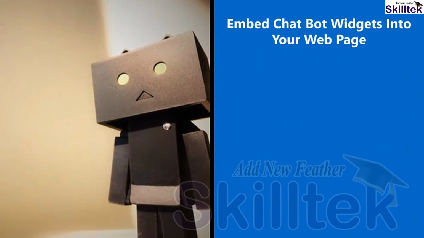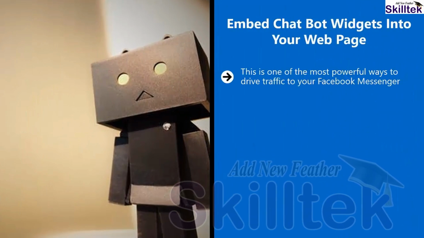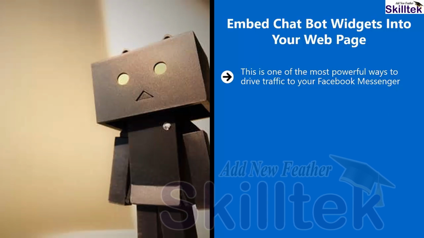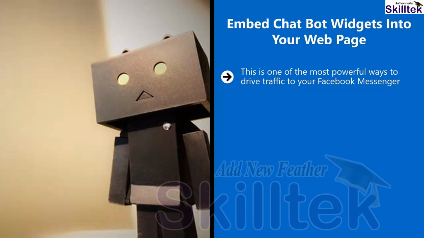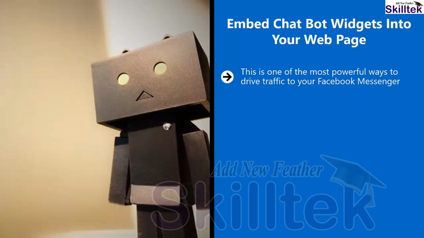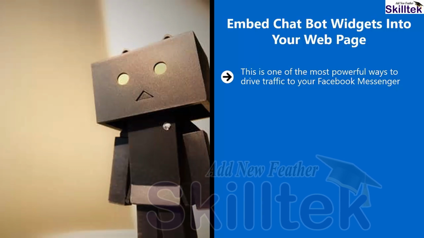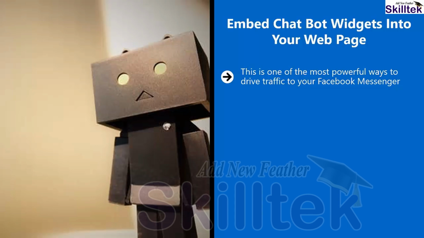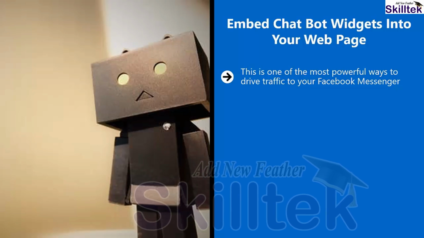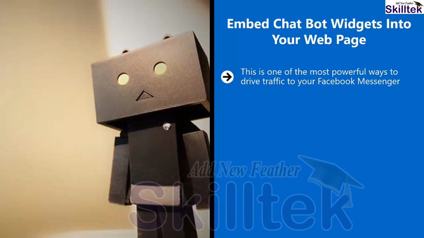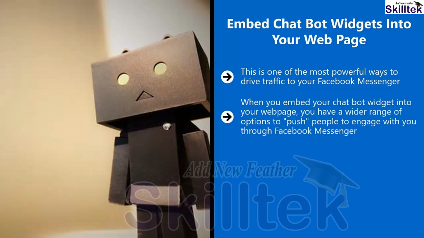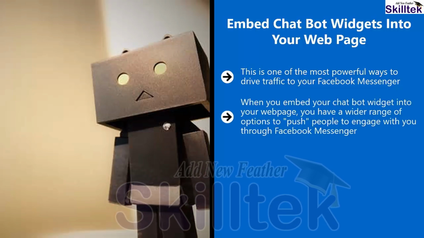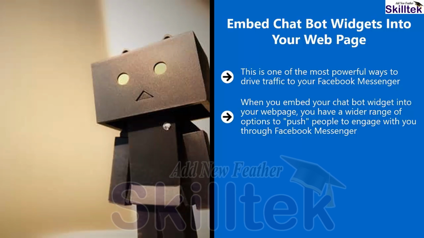Embed chatbot widgets into your web page. This is one of the most powerful ways to drive traffic to your Facebook Messenger. Depending on your budget and how much time you have, Facebook page and group marketing, and to a lesser extent, Facebook comment marketing, can only take you so far. There is, after all, a much bigger internet out there outside of Facebook. When you embed your chatbot widget into your web page, you have a wider range of options to push people to engage with you through Facebook Messenger.